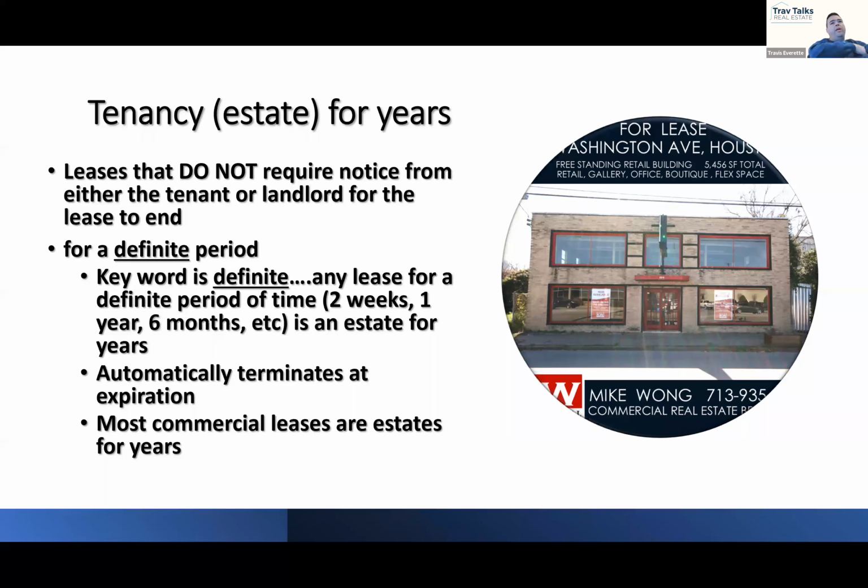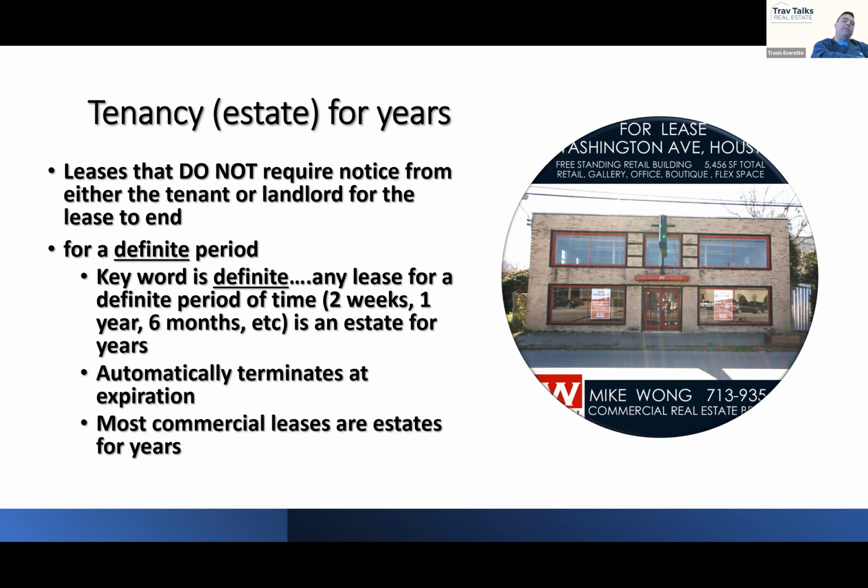This is the one you're going to have to be careful of because it's called an estate for years, a lease for years. But the truth is, folks, it doesn't have to be for years. It can be for minutes. It can be for days, weeks, months, or years. The time period is not what matters.